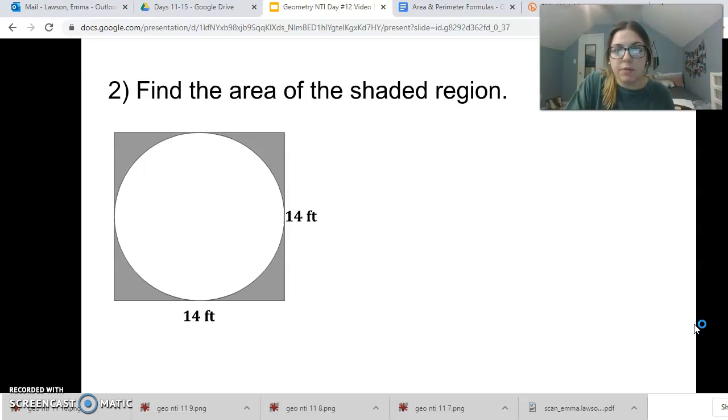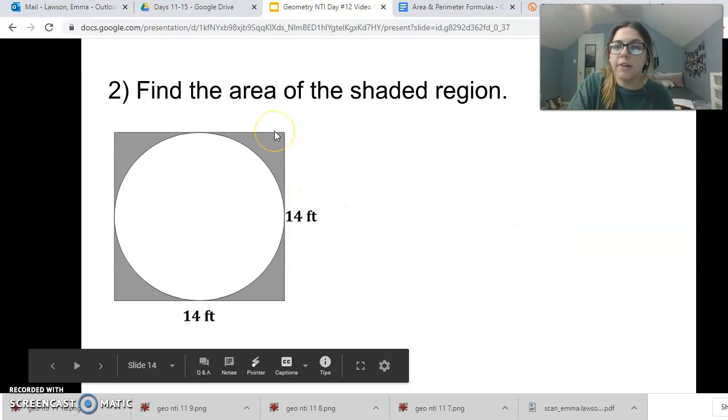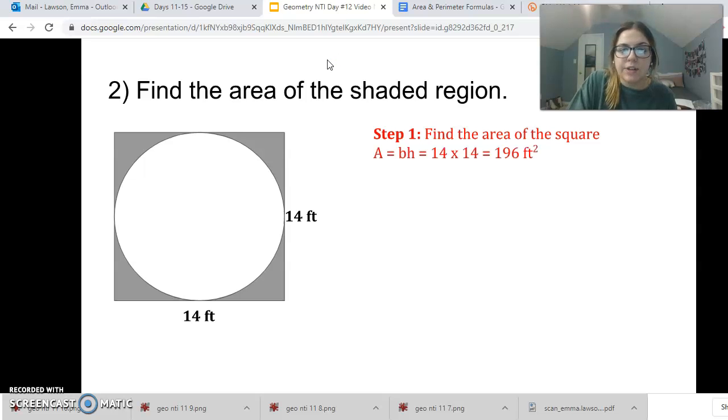Here's another type of problem you might see where you have to find the area of what's shaded, and you already have a picture, so that cuts down on some of the work that you have to do. We're going to follow the same steps, and the first thing we're going to do is find the area of the square. So to do that, remember the area of the square is base times height. And so I do 14 times 14, and I get 196 feet squared. That's the area of the entire square. Okay. Step 2, I have to find the area of the circle.